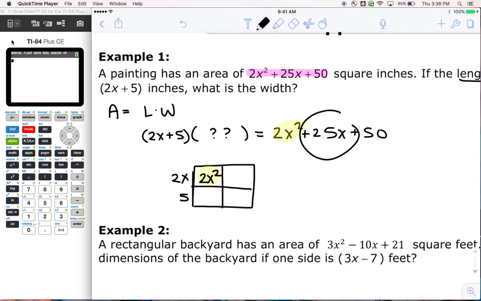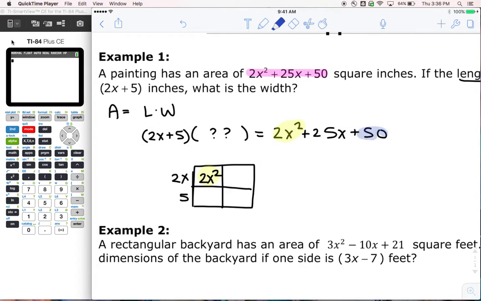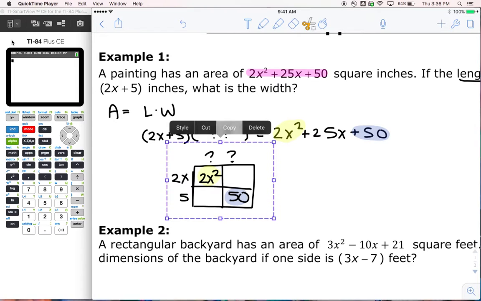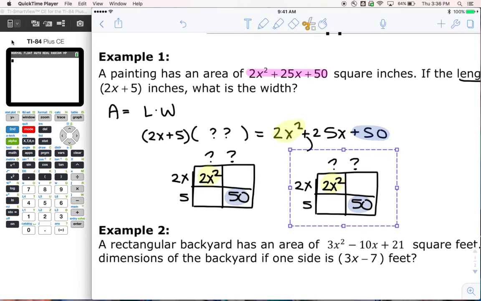The middle term's tricky, so let's ignore that. The last term always ends up in this spot. So we're going to put a 50. All right, and I don't know what these are. Well, I can figure out what those are based on just those two, that yellow and that blue square.